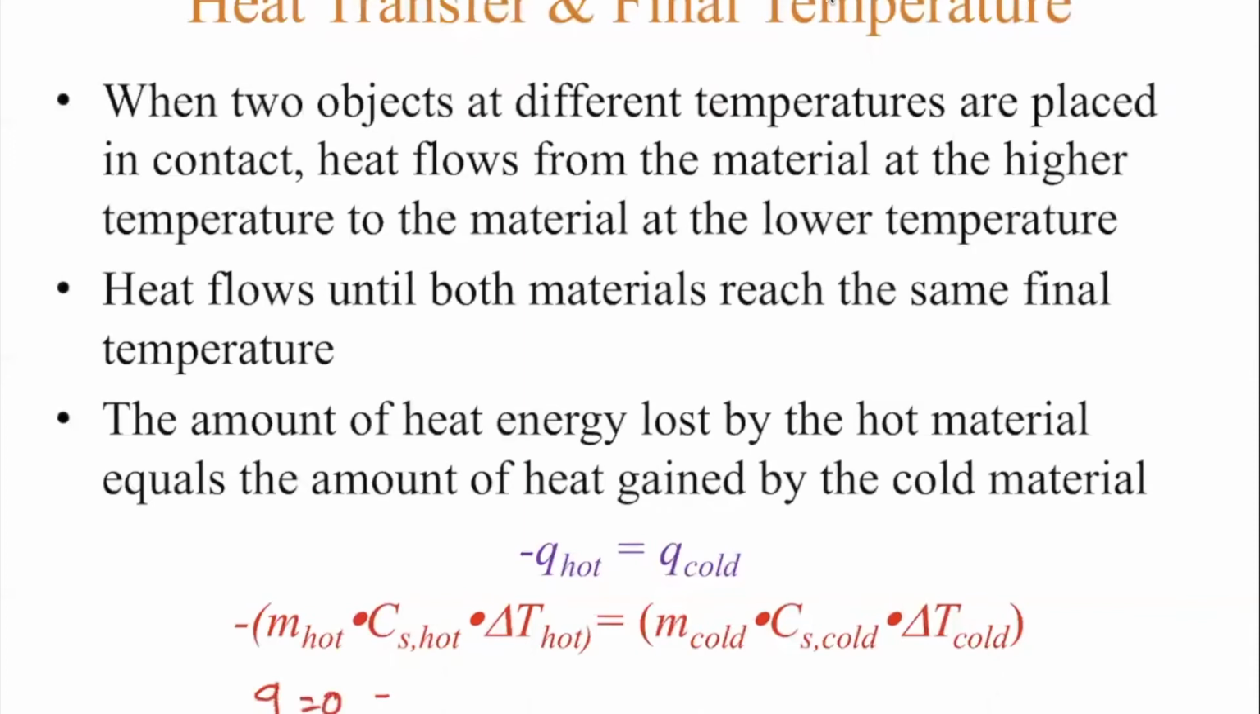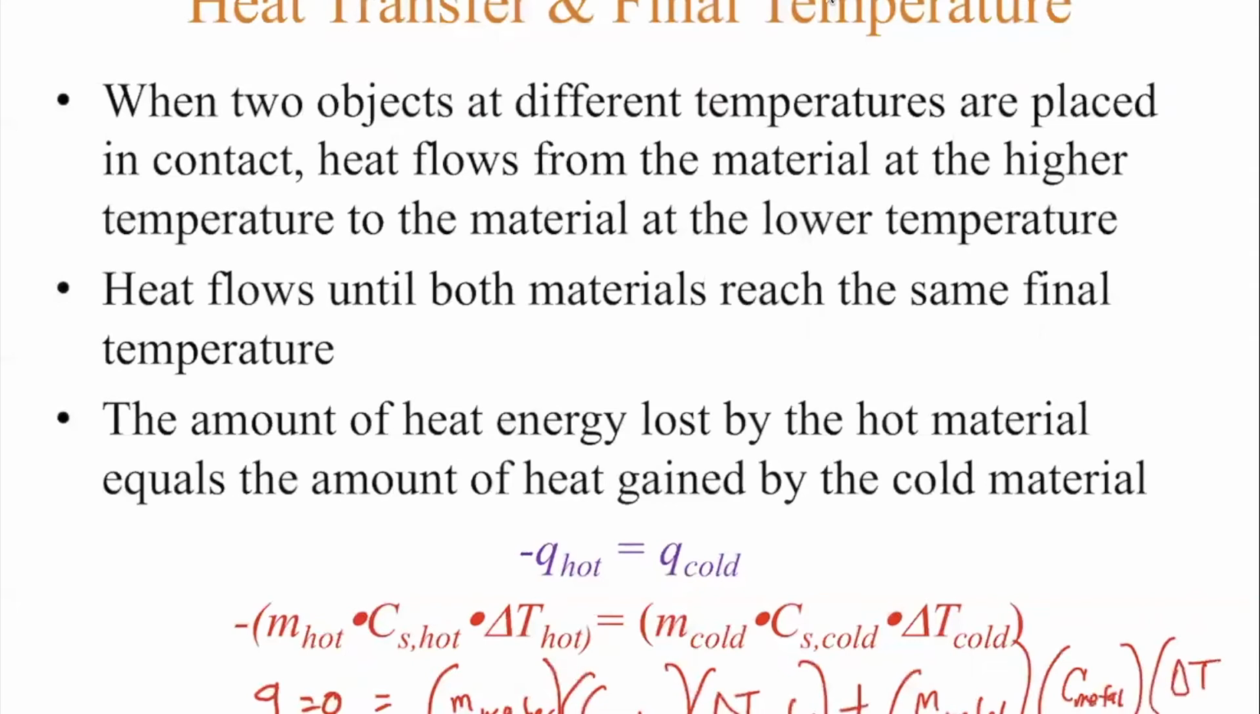And on one side, you're going to have m of water, the specific heat of water, and the change of temperature of water. On the other side, this is plus your mass of your metal times your C of your metal and the change of T of your metal. And this is how we're going to calculate how much heat was released or how much heat was transferred.